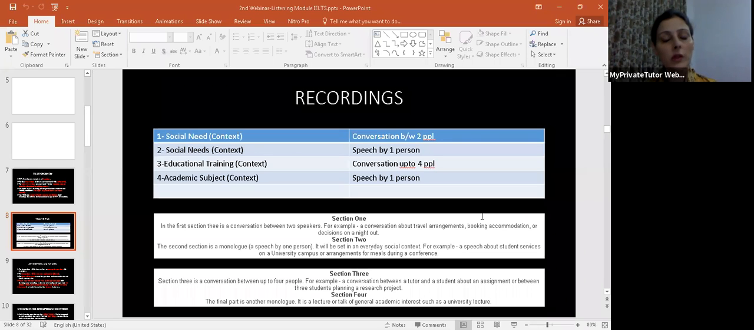What sort of recordings are you going to listen to in these sessions? As I told you, the first two sections are going to be related to social needs. The other two are going to be from the educational and training contexts. In the social needs context, you will maybe be hearing a conversation between two people.